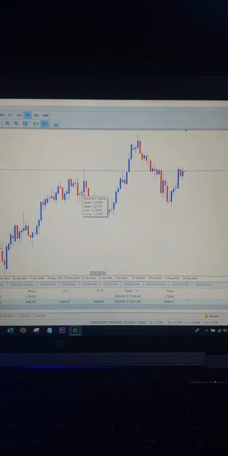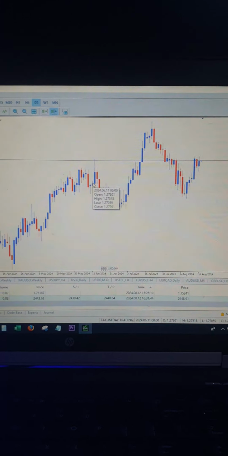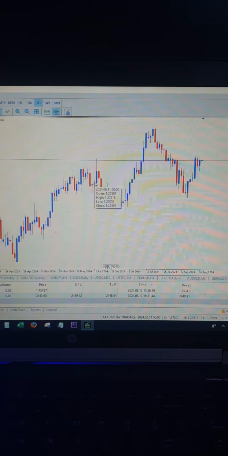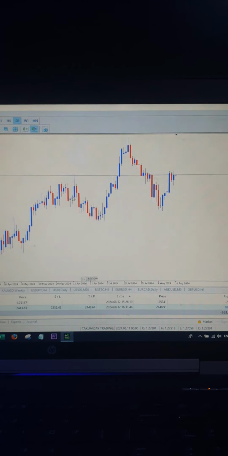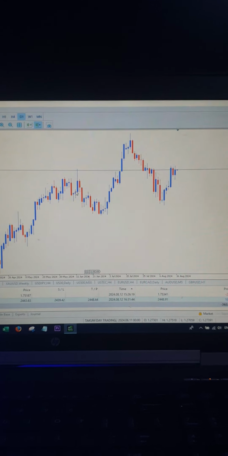You start from the higher time frames and go to the lower time frames. The reason why you go to the higher time frame is to get a bird's eye view of where the market is leading to, to know the structure of the market. Is the market trending? Is it moving sideways, or is it trending upward or downward?